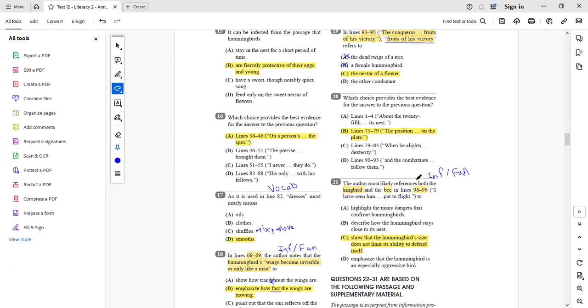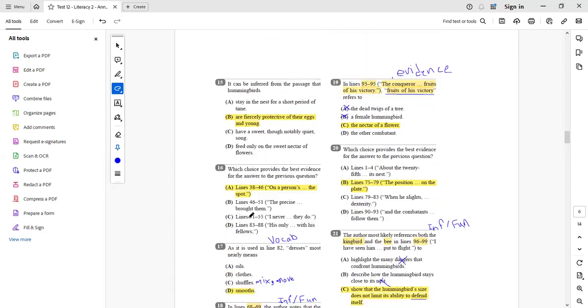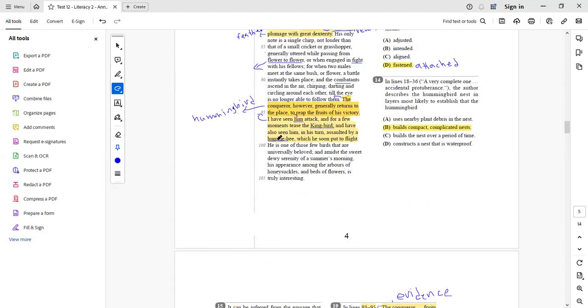Okay, let's see. Highlight the many dangers that confront hummingbirds. He doesn't talk about any danger. He says he teases the kingbird and is attacked by the bee. Describe how the hummingbird stays close to its nest. It doesn't talk about any kind of nest. Show that the hummingbird's size doesn't limit its ability to defend itself. I think he talks about defense, Dalia. Why? Because he talks about teasing the kingbird, and before that he was talking about the fight with the males over nectar and the bee attacking him. Emphasize that the hummingbird is an especially aggressive bird. He doesn't talk about aggressive, but he defends himself because he teased the kingbird and the humblebee assaulted him.